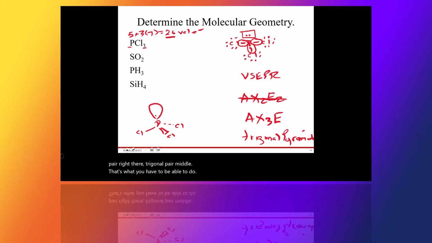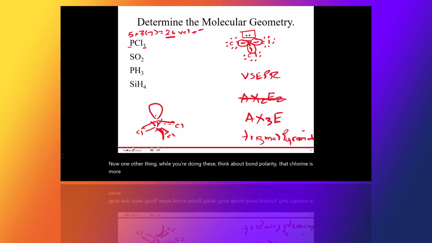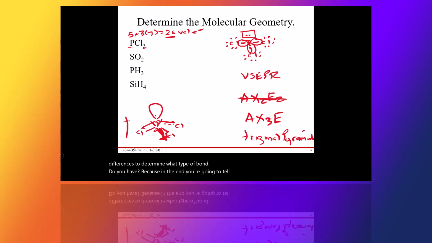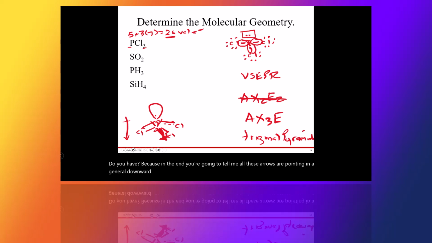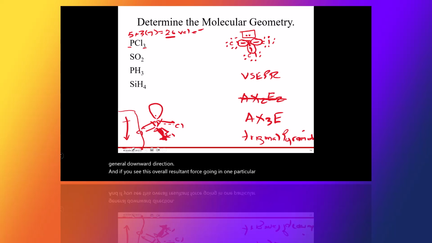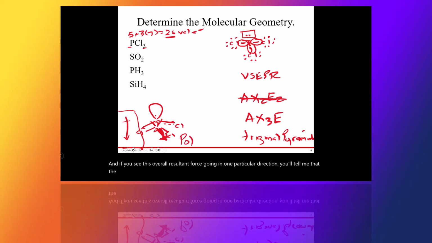Now, one other thing, while you're doing these, think about bond polarity. You know that chlorine's more electronegative than the phosphorus, so the electrons are being pulled towards the more electronegative chlorines. That's going to be in the next section, so I'm just setting you up for that. When you're doing molecular geometries, apply electronegativity differences to determine what type of bond you have, because in the end you're going to tell me all these arrows are pointing in a general downward direction, and if you see this overall resultant force going in one particular direction, you'll tell me that the molecule itself is polar.